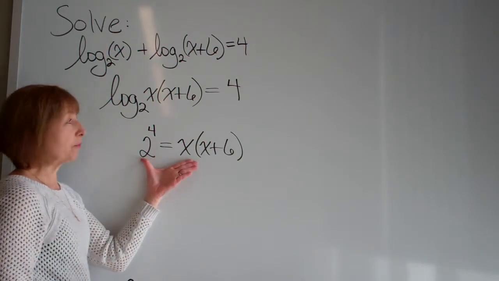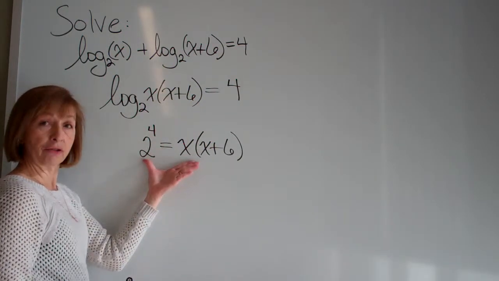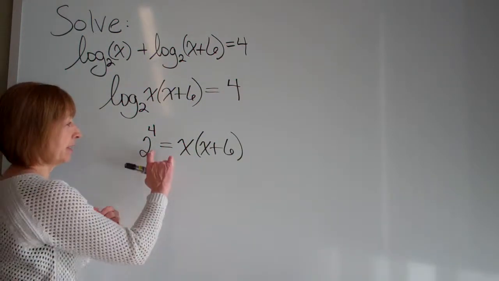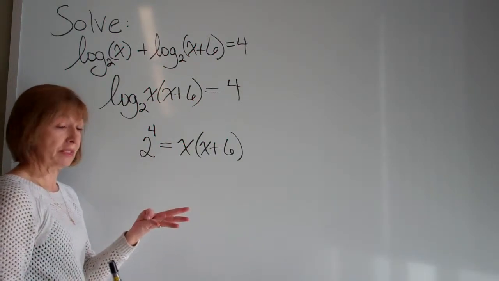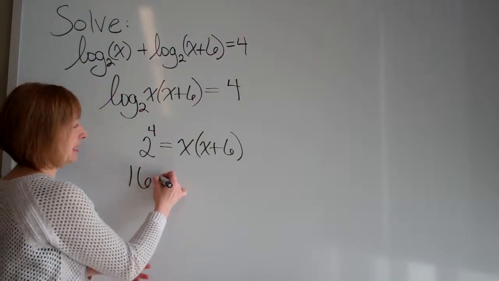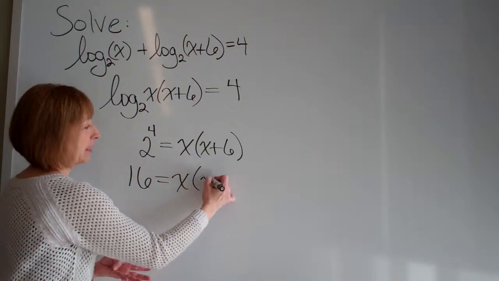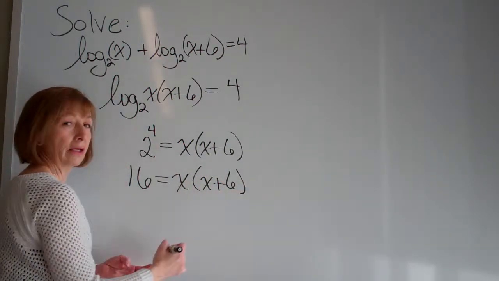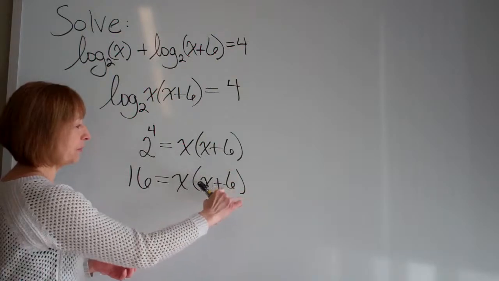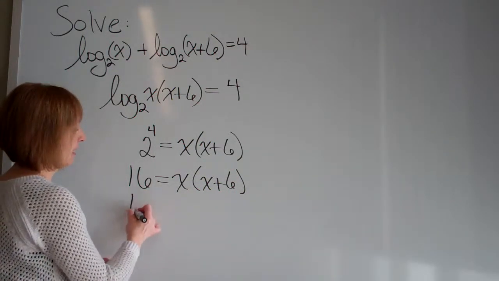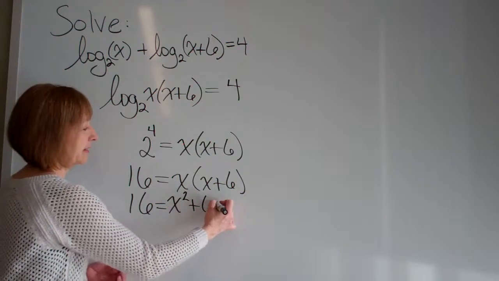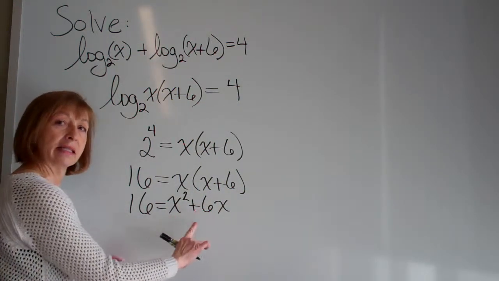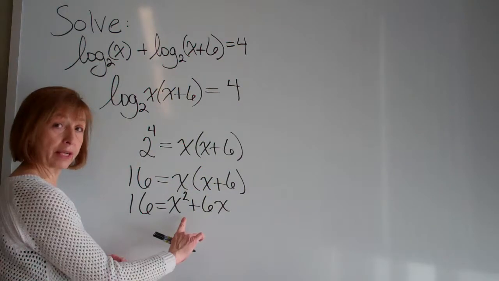Well, now that we have written it out of logarithmic form to exponential form, we can go ahead and solve it. 2 to the 4th is 2 times 2 is 4, times 2 is 8, times 2 is 16. So I have 16 is equal to x times the quantity x plus 6. We'll go ahead and distribute the x on the right-hand side. That's 16 is equal to x squared plus 6x. And now we see that we can solve this as a quadratic equation.